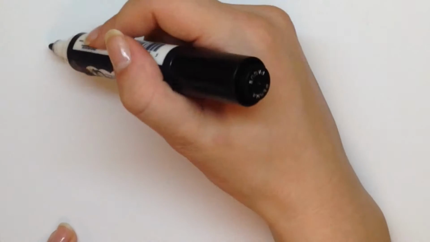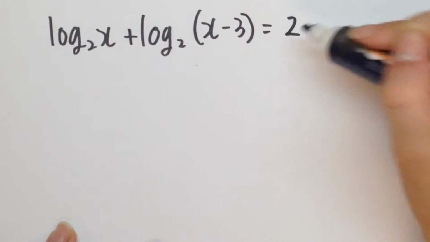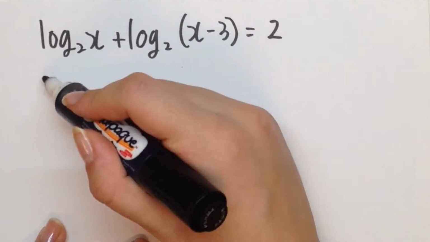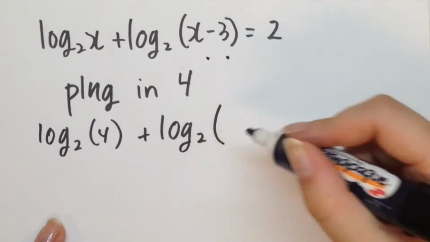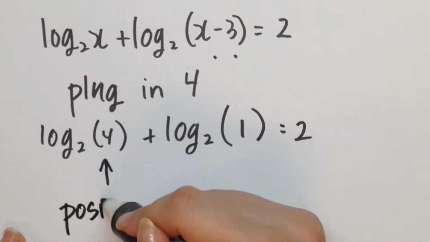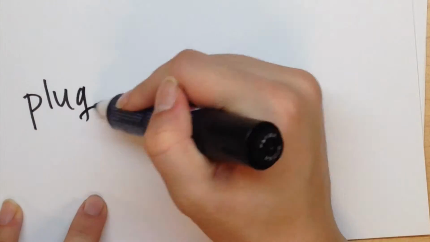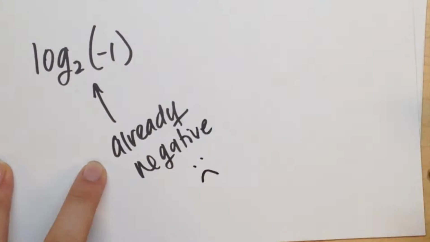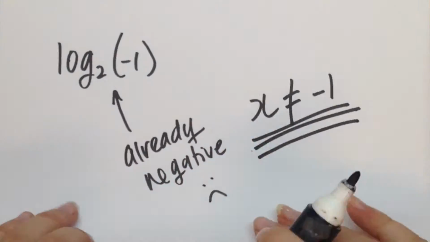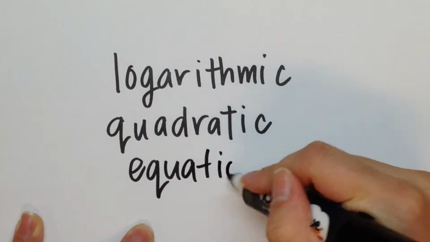The original equation was log base 2 of x plus log base 2 of x minus 3 equals 2. It is only possible to take the log of a positive number. When you plug in 4 for x, both logs are of positive numbers, 4 and 1. Therefore, 4 is an answer. Now you have to plug in the other answer, which was negative 1. When you plug it in for the first x, it is already negative, so you know that negative 1 cannot be a real answer.